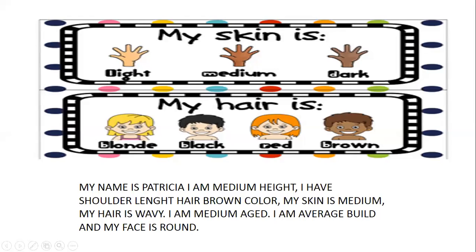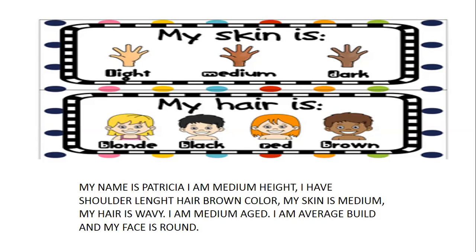My skin is light, medium, dark. My hair is blonde, black, red, or brown. And here I have my presentation for you, my physical description. My name is Patricia. I am medium height. I have shoulder length hair, brown color. My skin is medium. My hair is wavy. I am medium aged. I'm average built and my face is round. So that's me. Esa es mi descripción, ¿verdad?